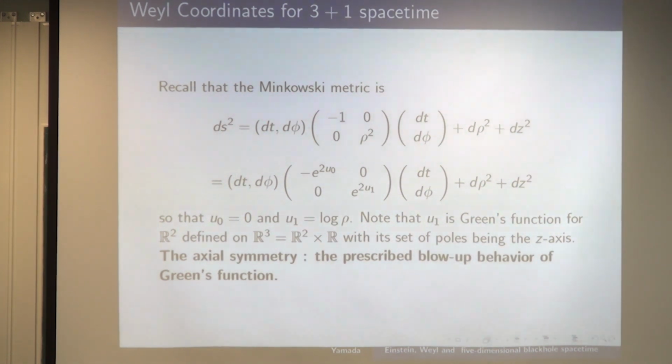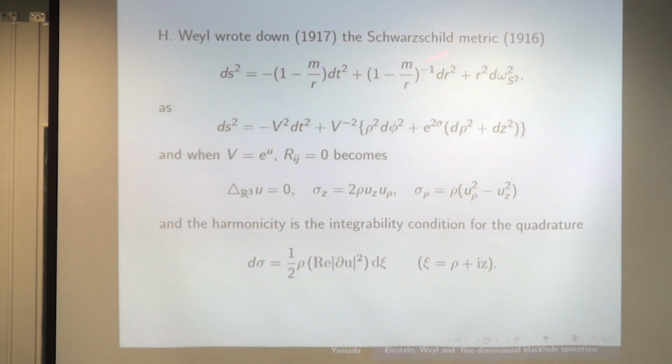I'm saying something very stupid. I'm saying that zero is equal to e to the log rho. Zero is equal to e to the minus infinity, and so the z-axis is identified as a pole of the Green function. Okay, so Hermann Weyl comes in 1917.